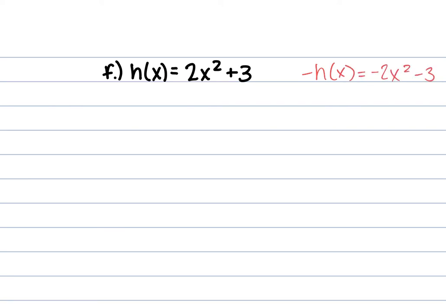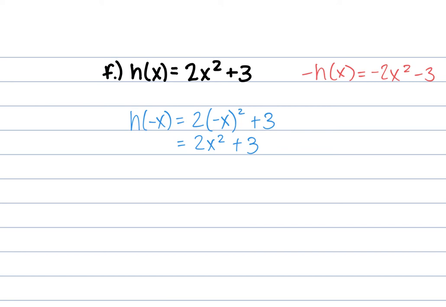Good. Just change the sign of both. After we find that, what do we do? You plug in negative x, so h of negative x equals 2 times negative x squared plus 3. Good. And then that gives you 2x squared plus 3.